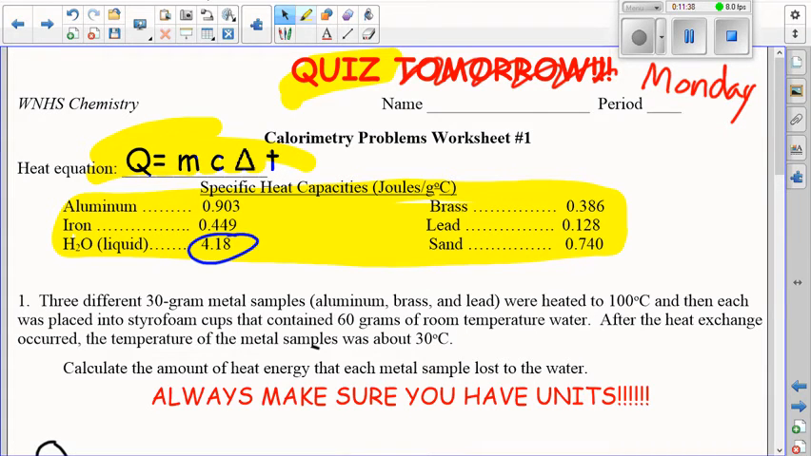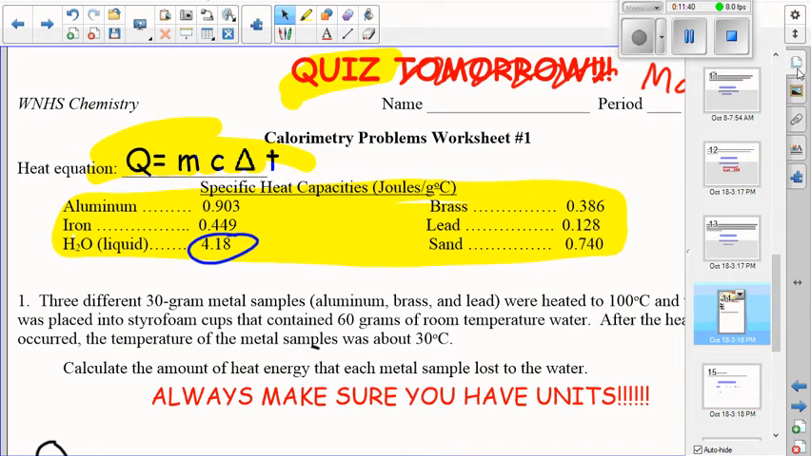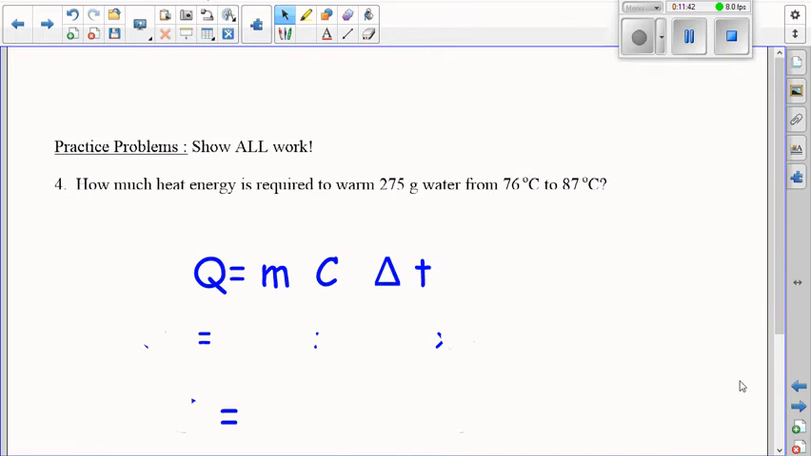Let's go ahead and take a look at problem number 4 on this worksheet. So here's problem number 4. How much heat energy is required to warm 275 grams of water from 76 degrees Celsius to 87 degrees Celsius? Okay, well, we're going to find all the things that's provided between Q, M, C, and delta T, and we're going to solve for the one that's not provided. Okay, well, 275 grams, what is that? That's a mass, right? So I'll plug that in here, down there, 275 grams.